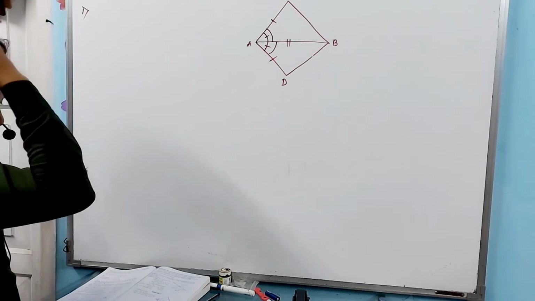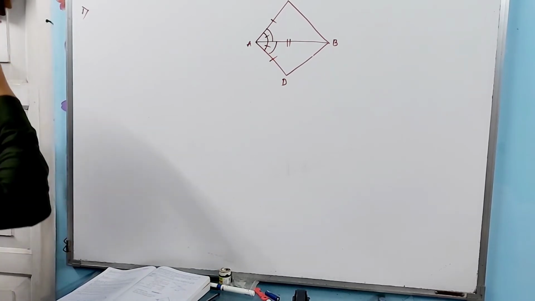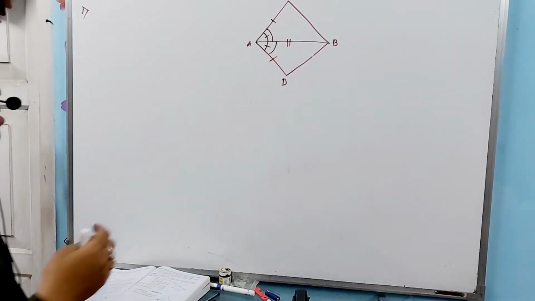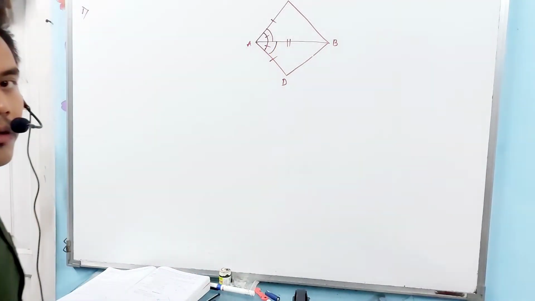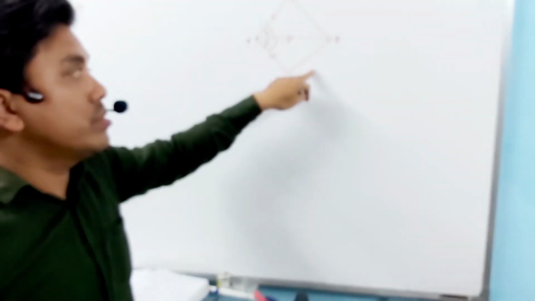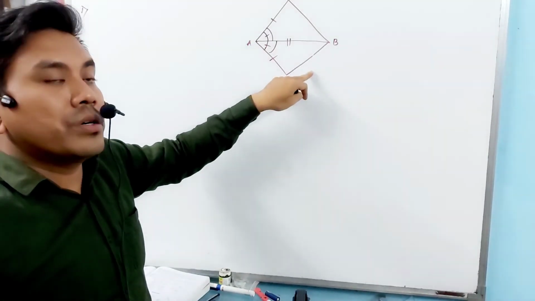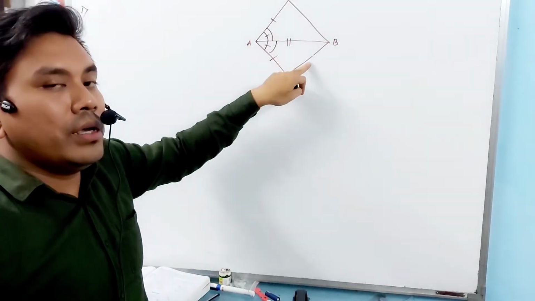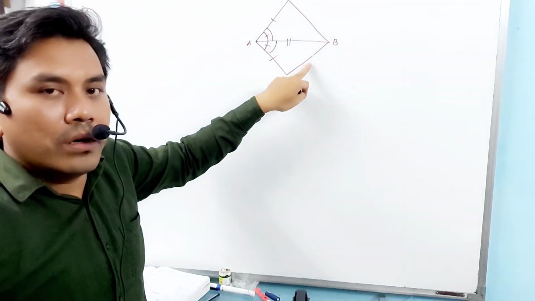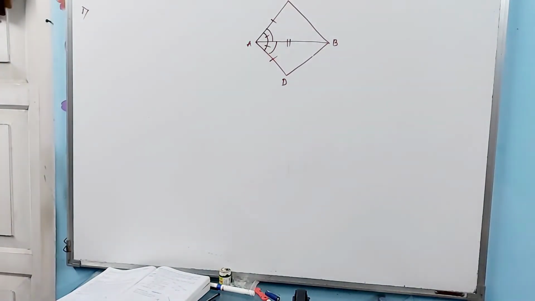And finally, we are asked one more question. What can you say about BC and BD? BC and BD also will be equal. Can you tell me why? Just because both the triangles are congruent, they will be equal by CPCT. Okay? Alright, so let's start.